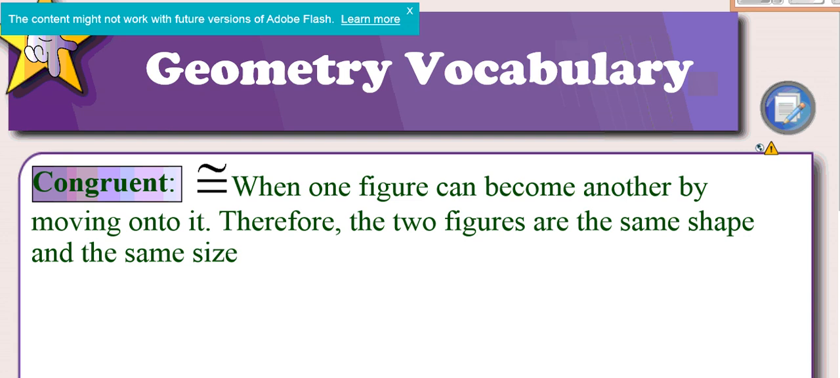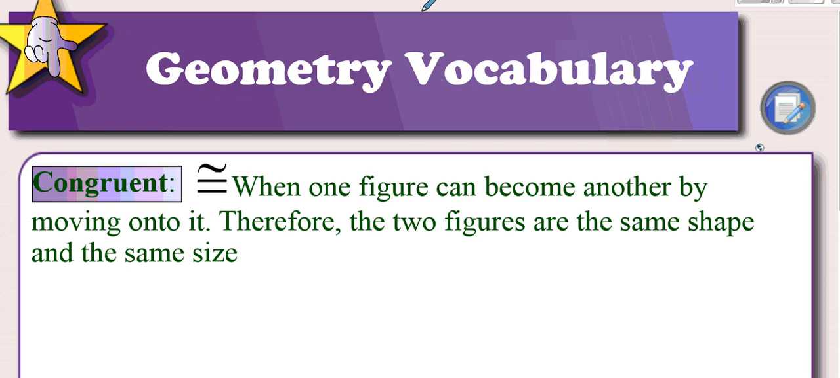So the word congruent, first of all, this is the congruent symbol. It's like an equals with a little squiggle on top of it. That means congruent. And it's when one figure can become another by moving onto it. Therefore, the two figures are the same size and same shape.